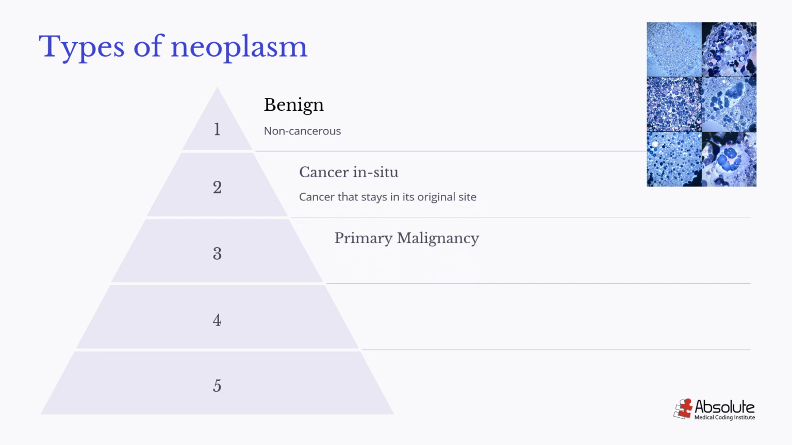Primary malignancy, this is indeed cancer. It is the original site where cancer begins before it spreads, and this is the first cancer diagnosed. Next, we have secondary cancer, secondary malignancy, and this is metastasis. It's also known as metastasis. And this is cancer that has spread from the primary site. So it spreads from another part of the body to that site.